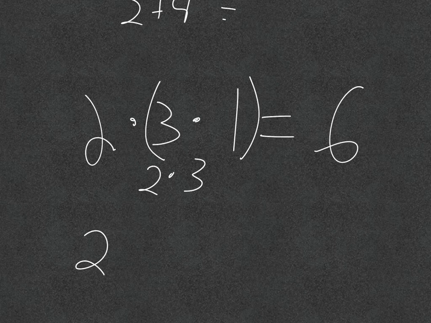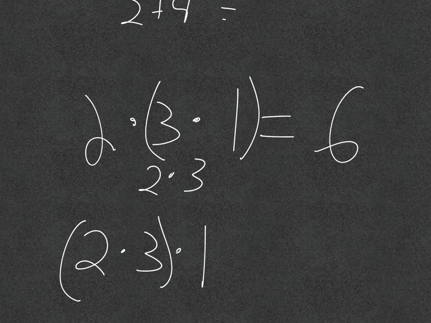And then we've got 2, we're not going to change the order. We're just going to change the grouping. 2 times 3 is 6, times 1 is still 6. So it doesn't matter how we group numbers when we add or multiply them. So that's the associative property. Commutative property says we can change their order, and associative says we can change their grouping.